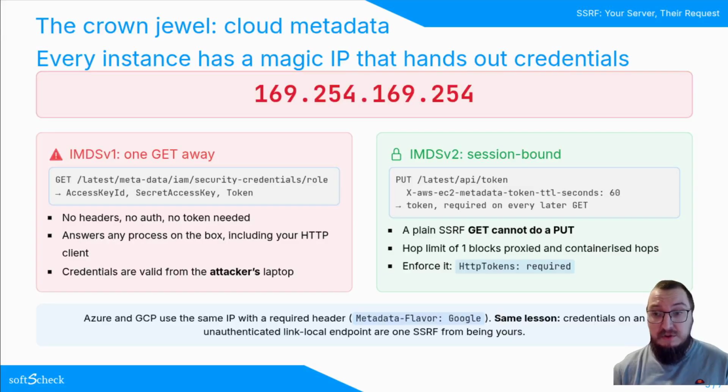So version 2 fixes this. There's a hop limit of 1, so we can't use the proxy route that server-side request forgery uses to access this endpoint, because there's a hop limit. And yeah, we cannot do a GET. We need a PUT. A lot of times server-side request forgery only affects GET requests, so that's also another hindrance for an attacker.